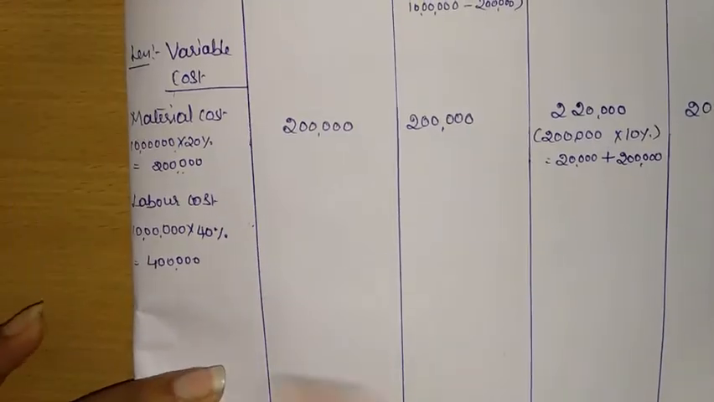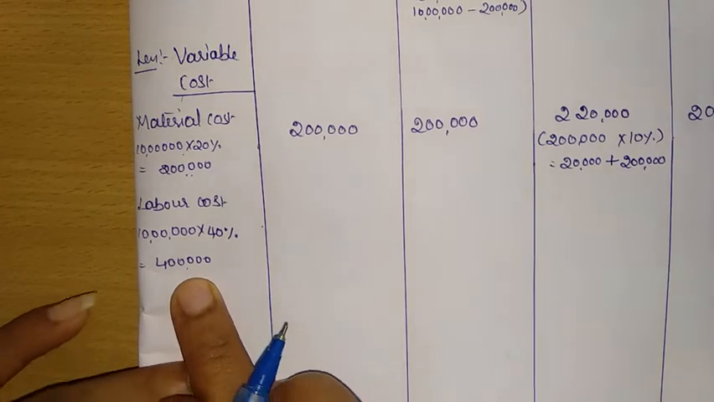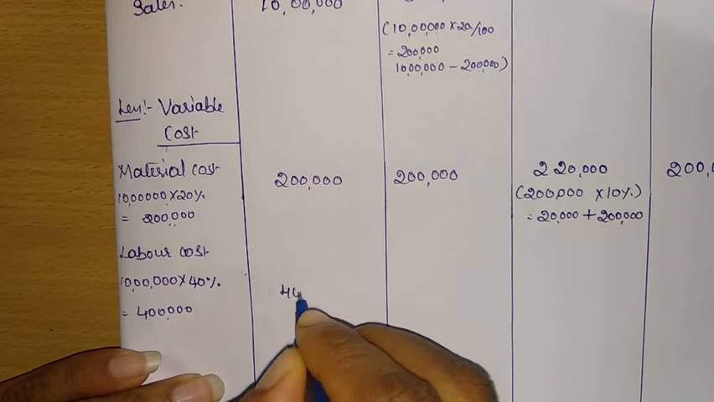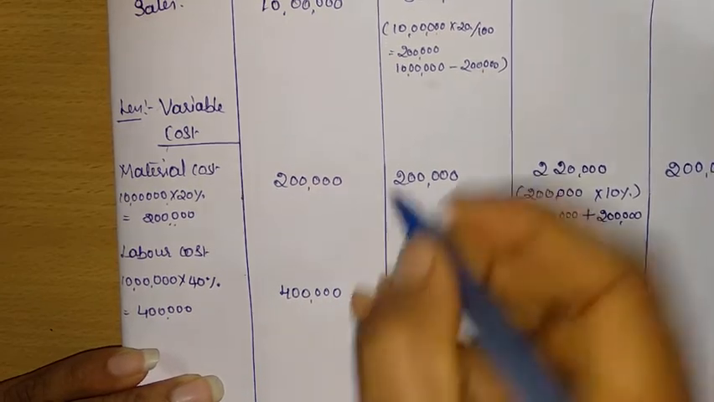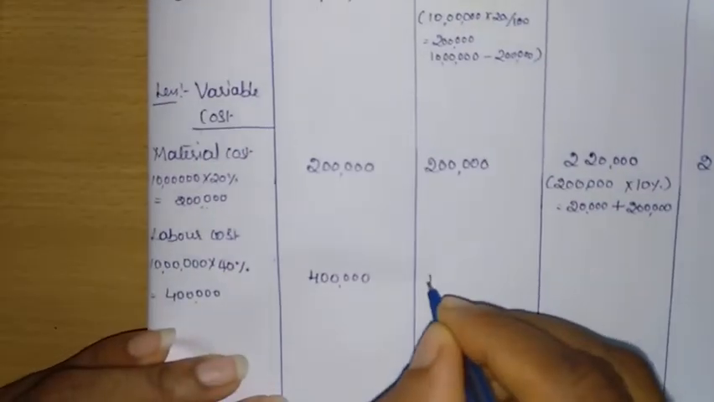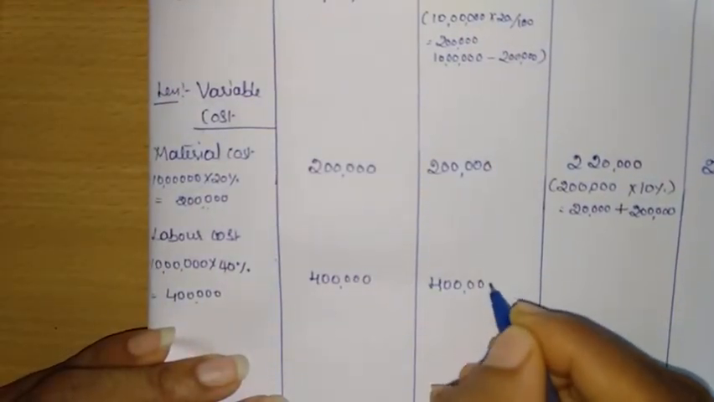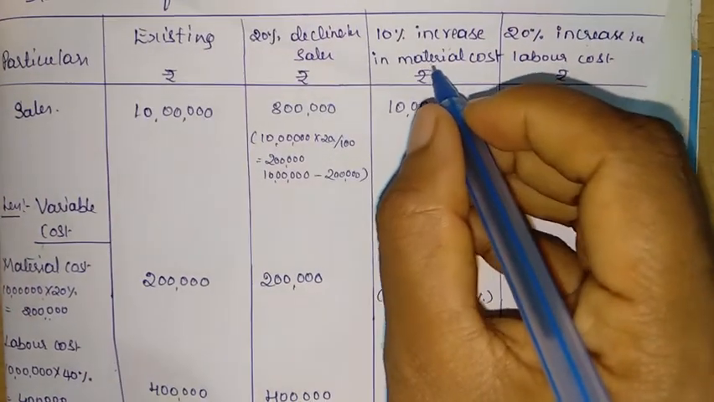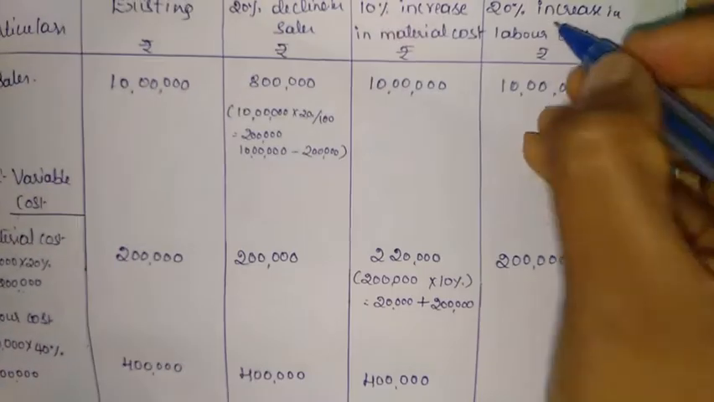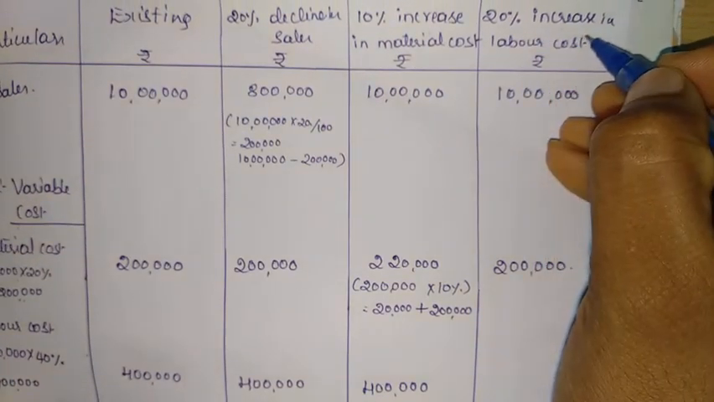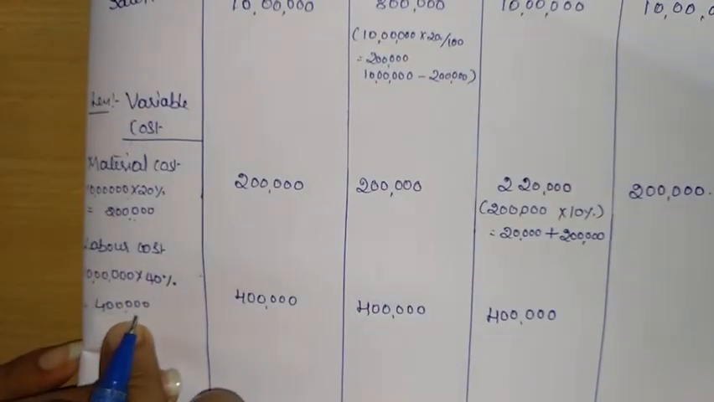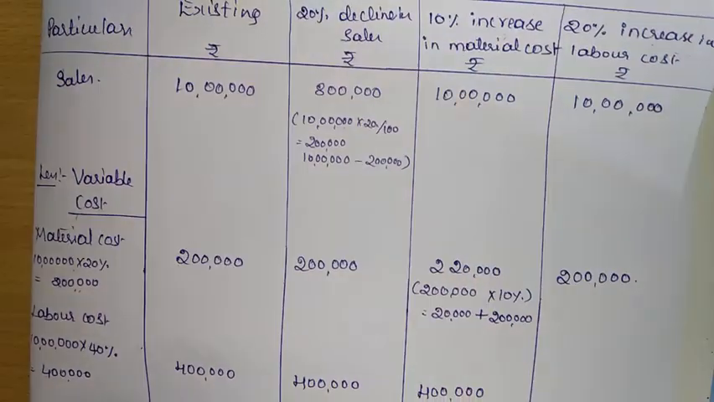Then labor cost, it is 40% on sales, means 4 lakh. So for existing level, it is the same 4 lakh. And for second situation, there is a decline in sales, so no changes in labor cost. And third change is with regard to material cost, so it will not affect labor cost. And the last, 20% increase in labor cost. So now we are doing what? Labor cost calculation.